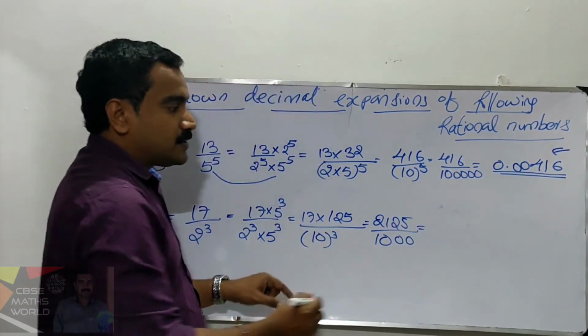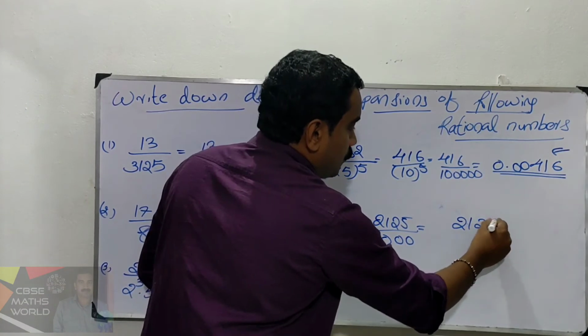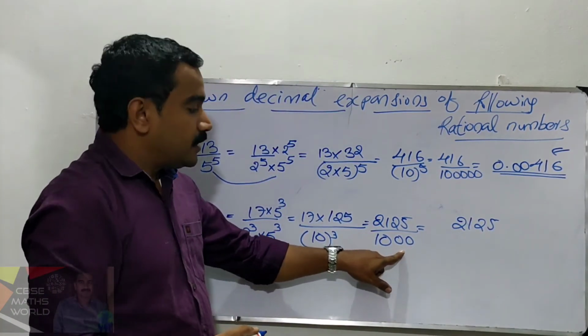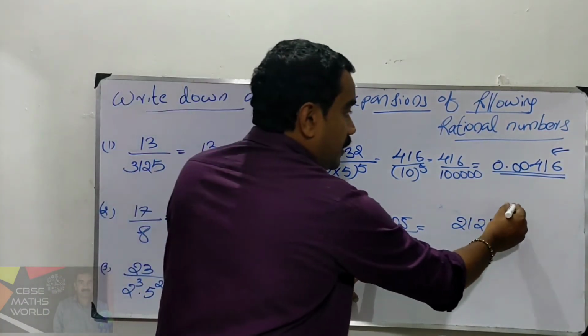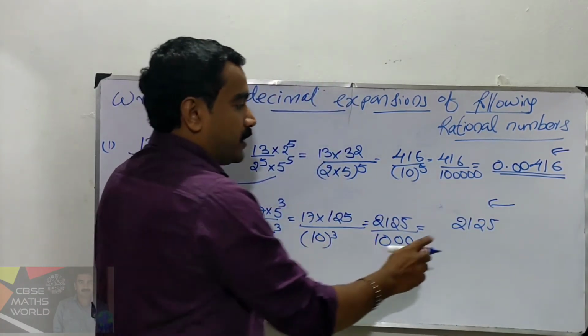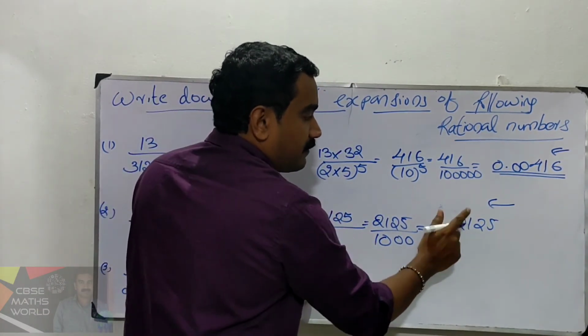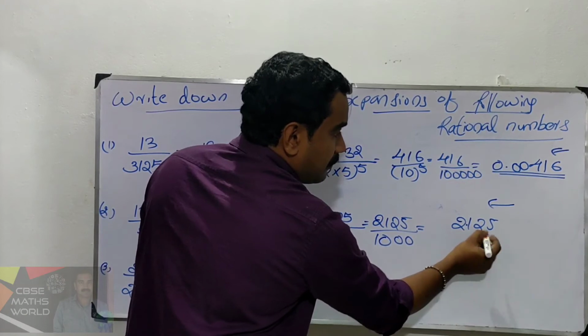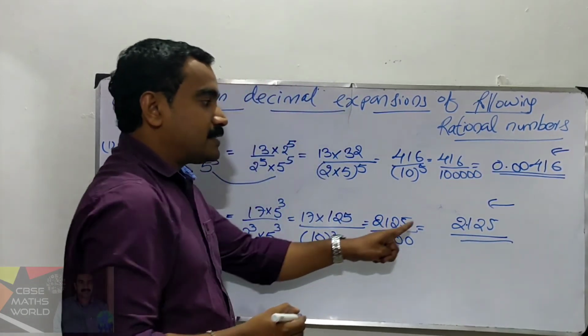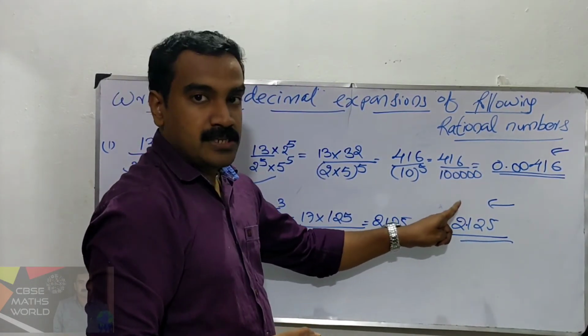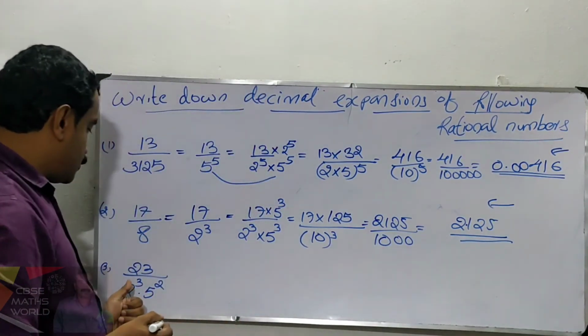So what is this answer? First write the numerator 2125. Then how many 0s in the denominator? 3 zeros in the denominator. So from here, after the third number, put a point. 1, 2, 3. Where do we put the point? In front of the third number, from the right side. So what's the answer? 2.125.